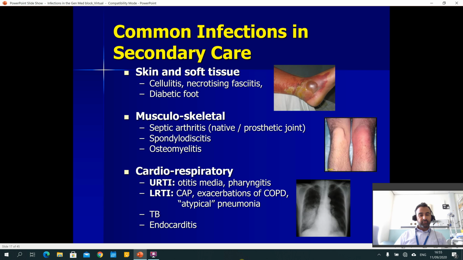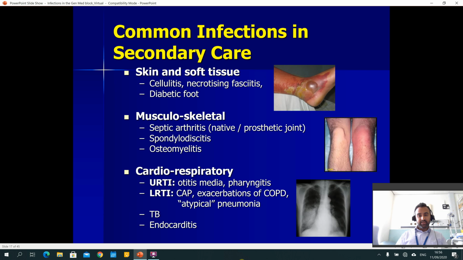Cardiorespiratory. Very frequently in primary care, you'll see upper respiratory tract infections. Most of these we can ignore. They don't need antibiotic treatment, apart from the occasional bacterial pharyngitis caused by group A strep. But lower respiratory tract infections often do. So these are your typical organisms that cause community-acquired pneumonia: Strep pneumoniae, Haemophilus, Mycoplasma.